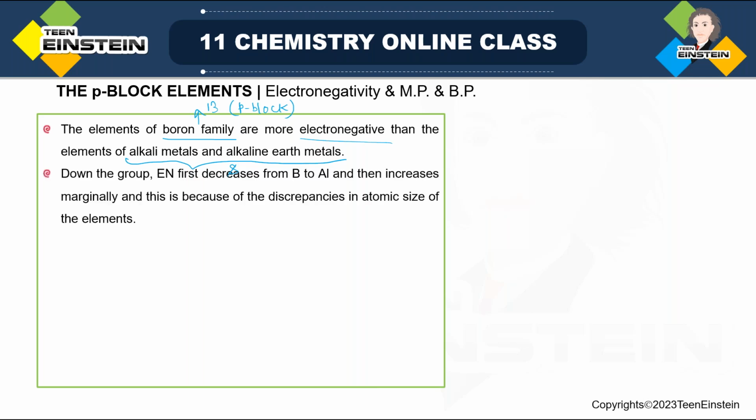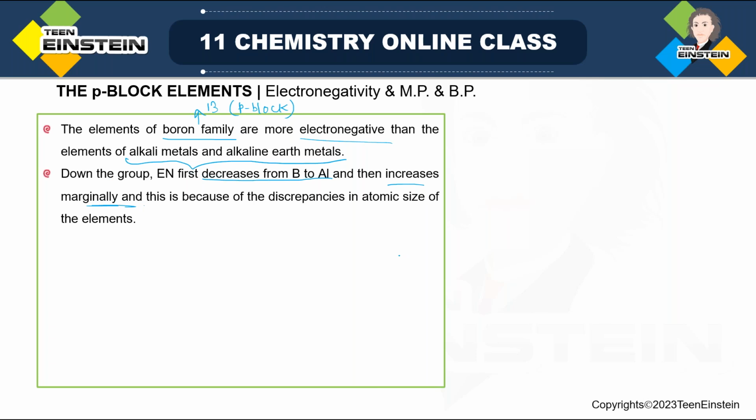When we move down the group, how does the electronegativity change? First, there is a decrease from boron to aluminium, and that is again expected, because from boron to aluminium, when you are moving down the group, metallic character increases. So that is why electronegativity should decrease. But see, again we have discrepancies. Then it increases marginally.